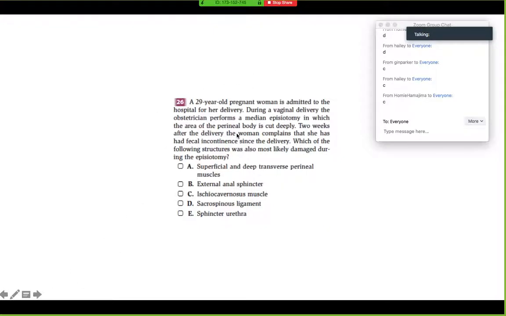Okay. 29-year-old pregnant woman admitted to the hospital during vaginal delivery. The OB performs a median episiotomy in which the area of the perineal body is cut deeply. 2 weeks after delivery, she complains that she has fecal incontinence since the delivery. Which of the following structures is most likely damaged during the episiotomy?